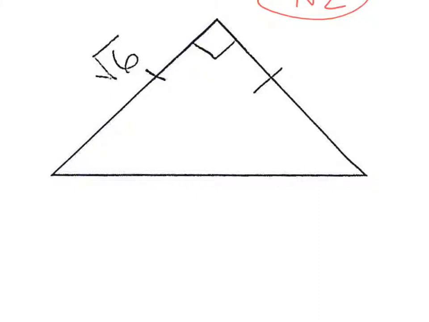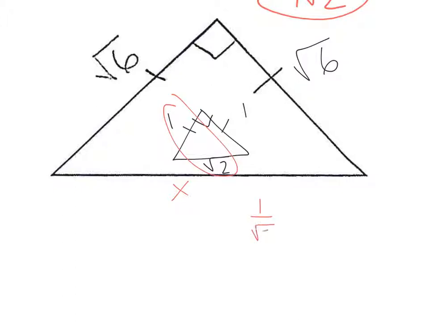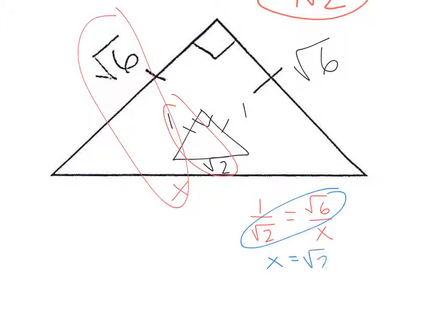So again, it's isosceles, so this is root 6 as well. To figure out this side, you could draw your similar isosceles right triangle. So this goes 1, 1, root 2. And you're trying to find this x right here. So you could do 1 is to root 2 as root 6 is to x. And then cross multiply. So x equals root 2 times root 6, which is root 12. But remember, we know that we can break this down into 4 times 3. So it's 2 root 3.